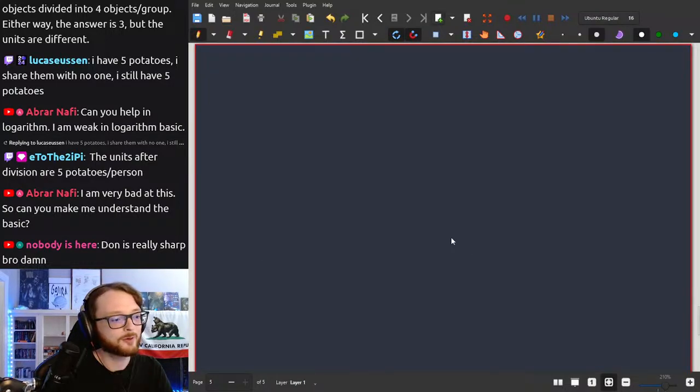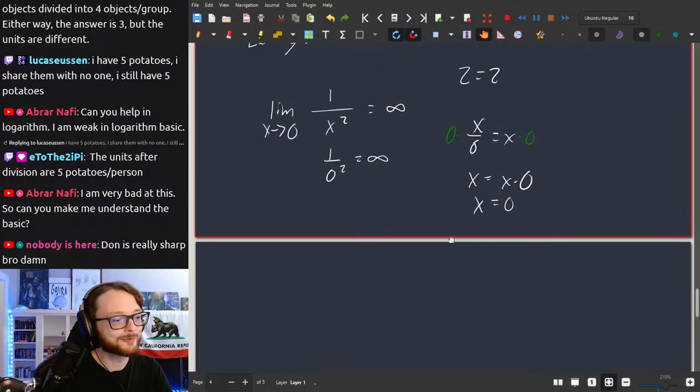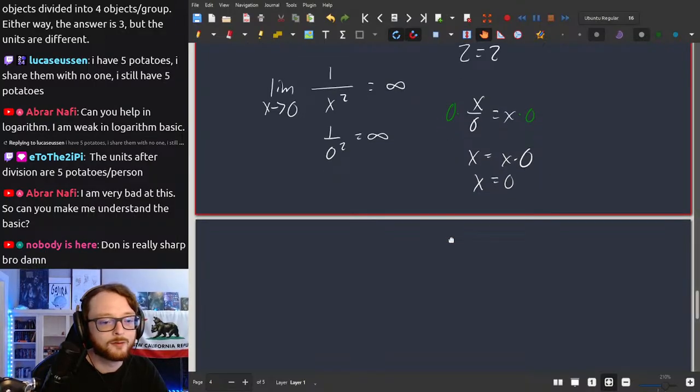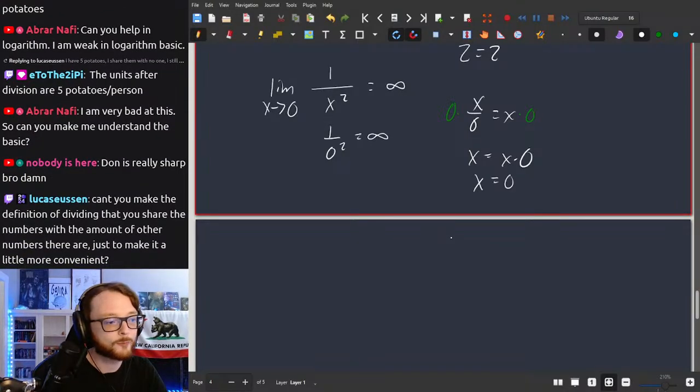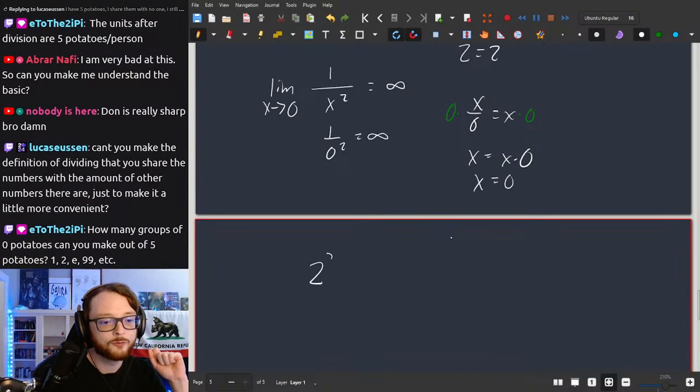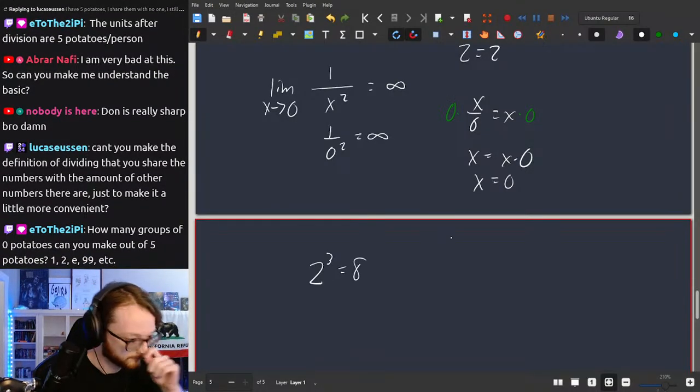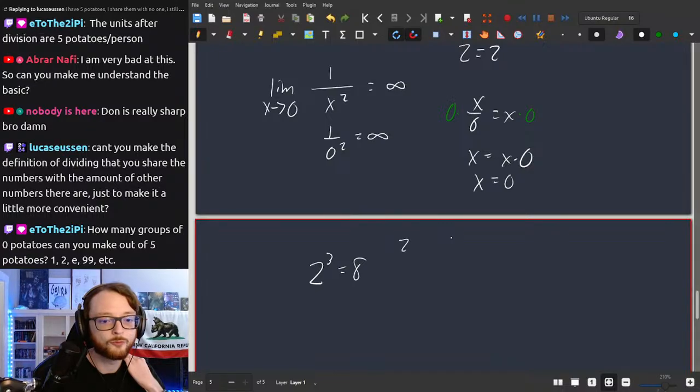So yeah, Abrar, it's a little bit vague, so I hope I don't explain something you already know, but if I were to introduce someone to logarithms for the very first time, the way that I think about logarithms is I start with an equation with exponents. So let's just say it's something that we know is true, like 2 cubed equals 8. 2 cubed is 2 times 2 times 2, so 4 times 2 equals 8. So this is an equation that we know is true.